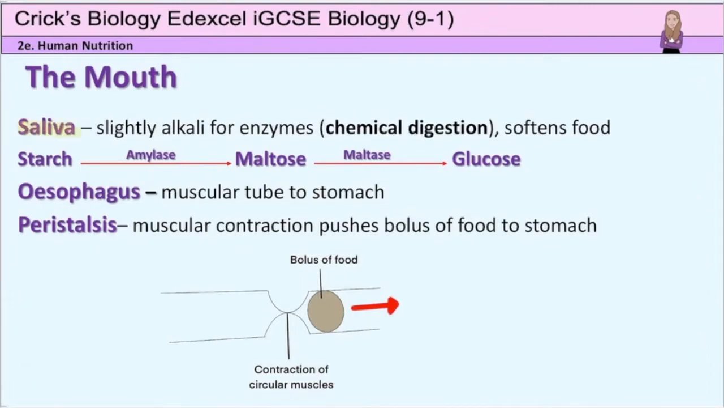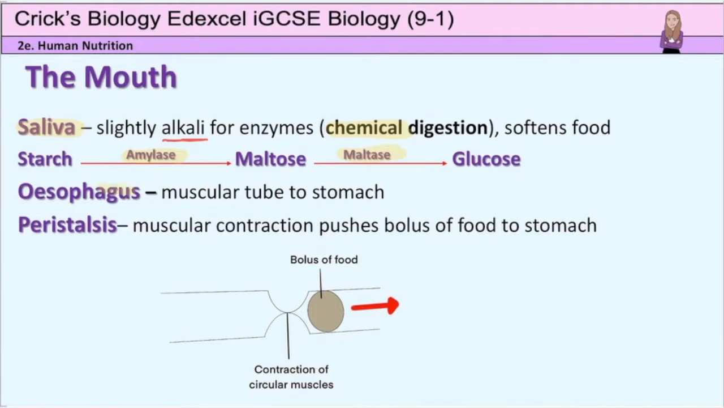Saliva, released from the salivary gland, softens the food as it is chewed. It is slightly alkaline in pH, which helps the enzymes in the saliva. Amylase breaks starch down into maltose, and then maltase breaks down maltose into glucose. This is a chemical digestion. The tongue then pushes the food to the back of the mouth to be swallowed.